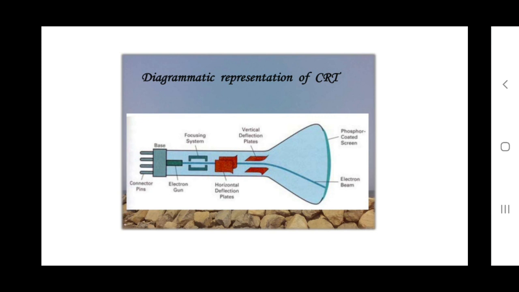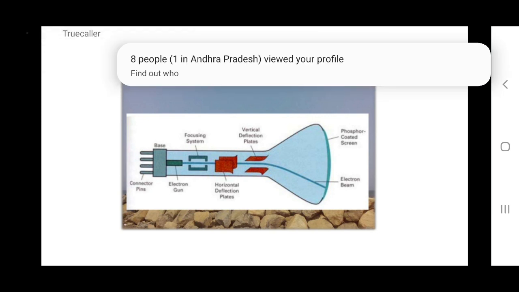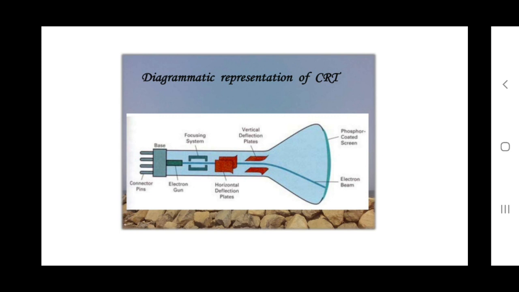Coming to the next slide, it shows a clear diagrammatic representation of how the cathode ray tube works and its parts in a 2D diagram. Here we have cathode pins, base, and then electron gun, focusing screen, vertical deflection plates, horizontal deflection plates, phosphor coated screen, and then the electron beam, which is passed from the electron gun to the end of the phosphor coated screen. This screen coated with phosphor is the visual screen which we can see.